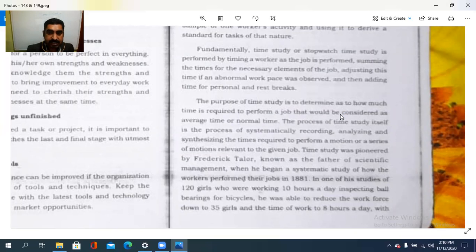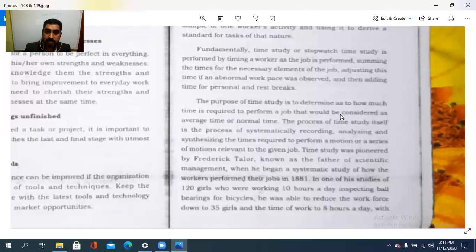So, time study, നിങ്ങൾ നേരത്തെ പഠിച്ചതാണോ എന്ന് ഒന്നുകൂടെ ജസ്റ്റ് എക്സ്പ്ലെയിൻ ചെയ്യുന്നുള്ളൂ. ഫസ്റ്റ് സെമ്മിലെ പ്രിൻസിപ്പിൾസ് ഓഫ് മാനേജ്മെന്റിനകത്ത് ടൈം സ്റ്റഡി ഡീറ്റെയിൽഡ് ആയിട്ട് പഠിക്കുന്നതാണ്. So the process of time study itself is the process of systematically recording, analyzing, synthesizing, and summarizing the times required to perform a motion or a movement of the work or a series of the movements particularly relevant to a given job.